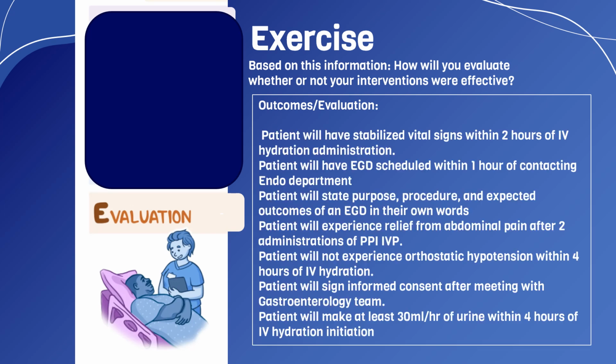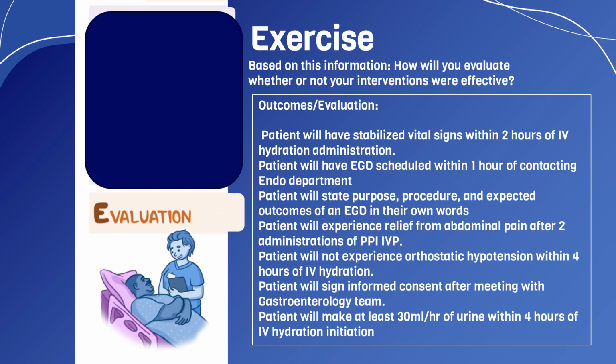So my outcomes will be: patient will have stabilized vital signs within 2 hours of IV hydration administration, so a short-term goal. Patient will have an EGD scheduled within 1 hour of contacting. Now that doesn't mean the EGD will be within 1 hour. It just means that the scheduling will have occurred within 1 hour of me reaching out. Maybe I have to, as the nurse, reach out and leave a message. And if I don't hear back, I want to reach back out and say, okay, I have this patient. When can I get them in?